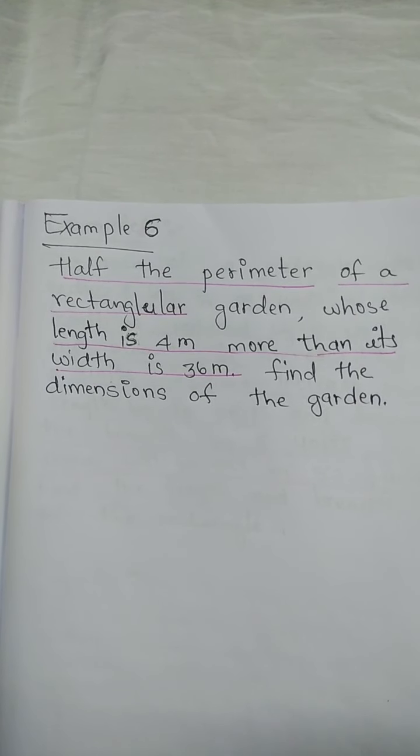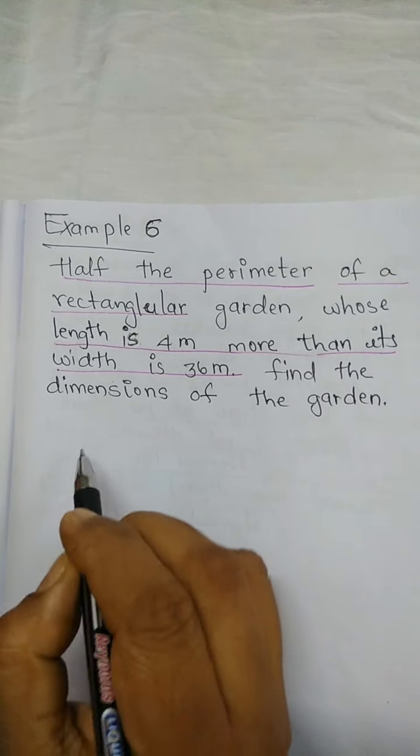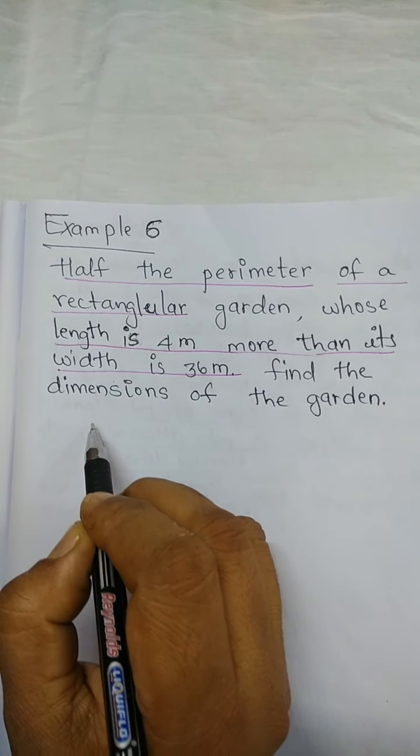Length is 4 more than its breadth. They have given that length is 4 more than its breadth and half of the perimeter is 36. So let us find the equation for this. Half of the perimeter. You know what is the perimeter of a rectangle?